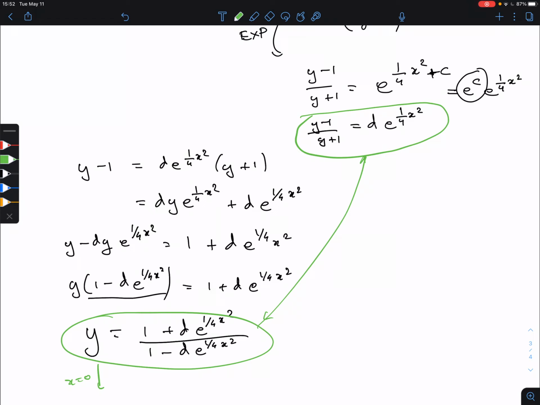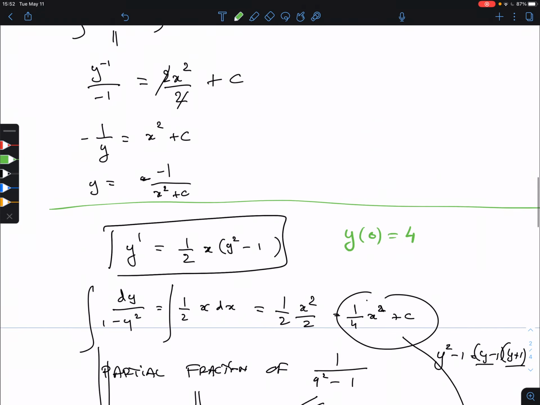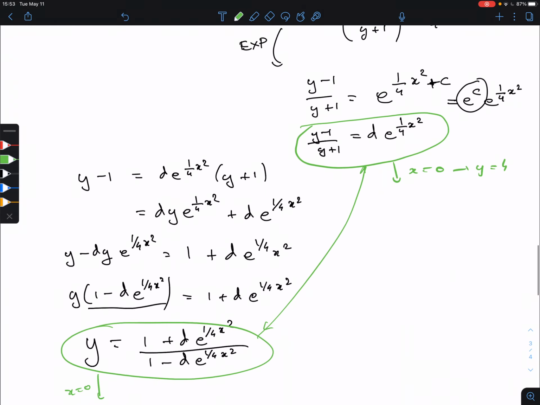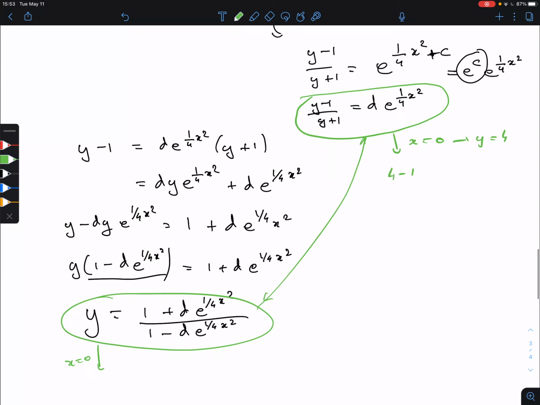So where you normally should plug into the final equation you have, if this equation is equivalent to a simpler one, or at least from the point of view of finding d, then you can plug it in here. So instead of plugging it there, I'm going to plug it in here. So what does that give me? When x is 0, then y is 4, we said, right? That was the initial condition. Yeah, x is 0, y is 4. So that means that (4 minus 1) over (4 plus 1) equals d times e to the power 0. Okay, that is 3/5 equals d, and we are done.